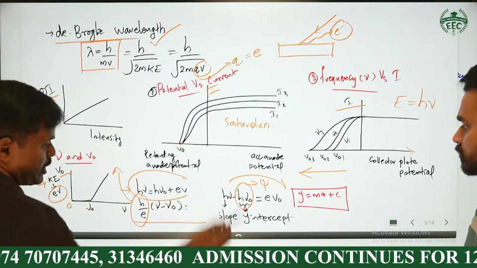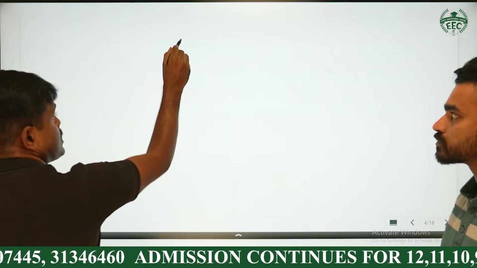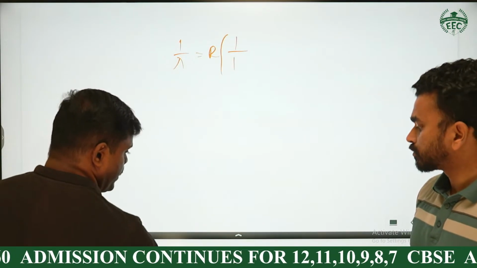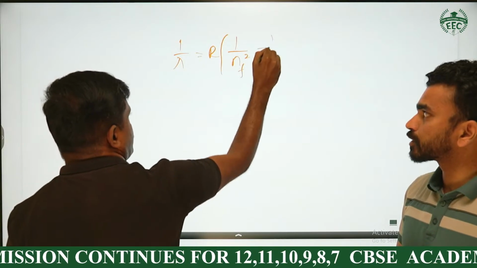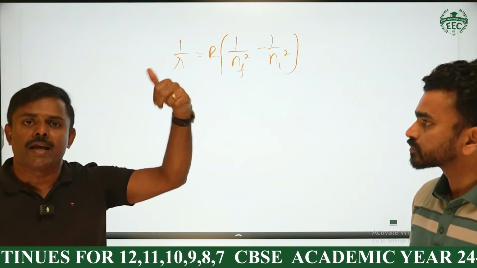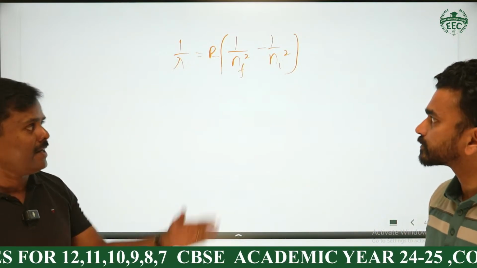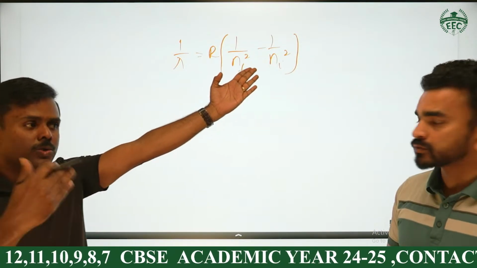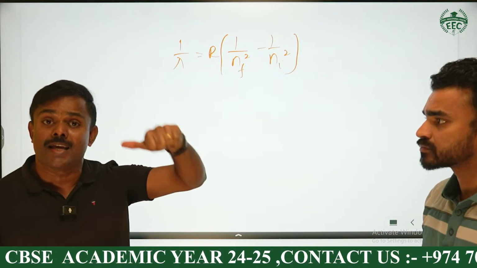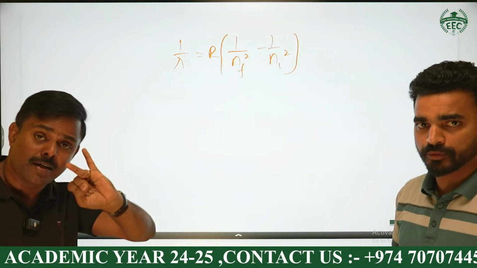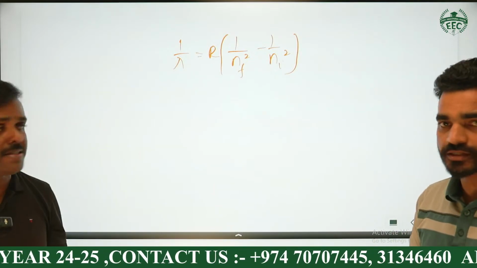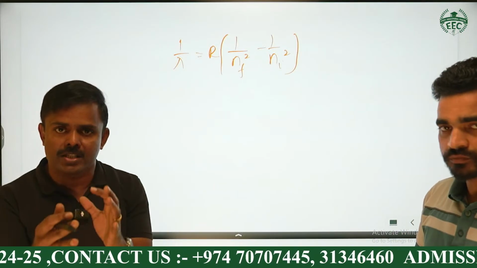Hydrogen spectral series, this is what it is. This is the general form: 1 by lambda is equal to R into 1 by nf square minus 1 by ni square. Rydberg constant is R, and 1 by lambda is called the wave number. Right. nf can take 1, 2, 3, 4, 5, the final orbit. One is called Lyman, 2 is Balmer, 3 is Paschen, 4 is Brackett, 5th is Pfund series. And they might ask you longest and shortest wavelengths.